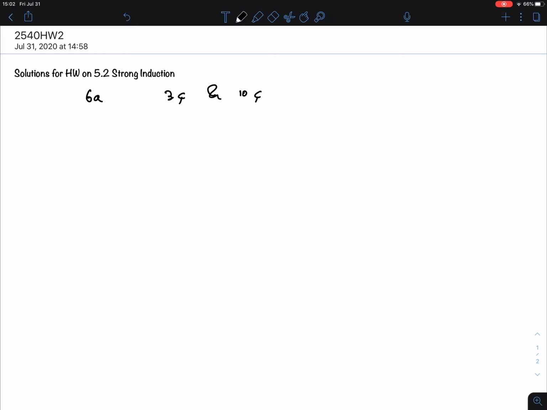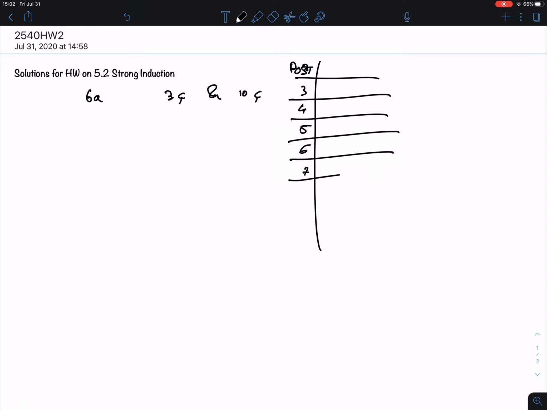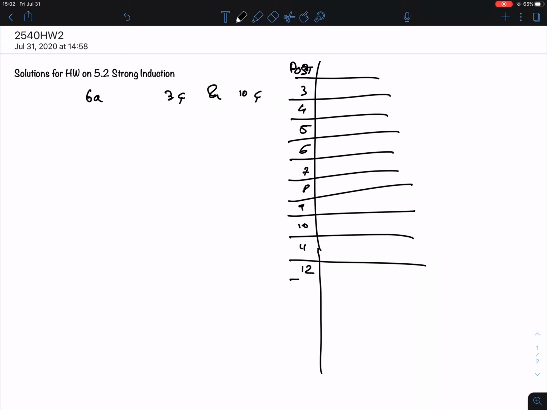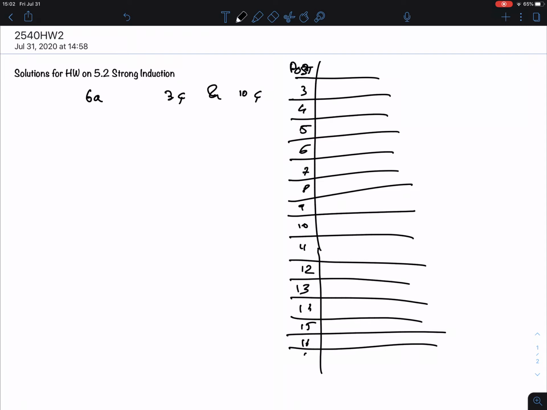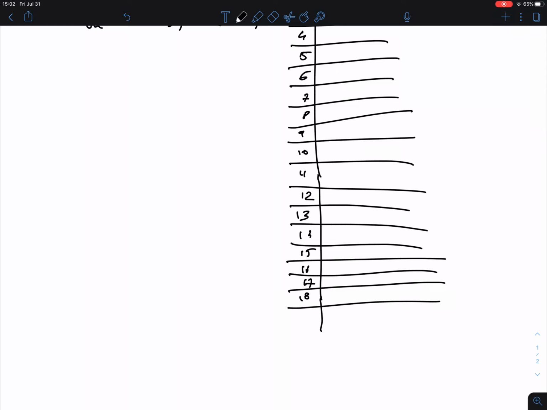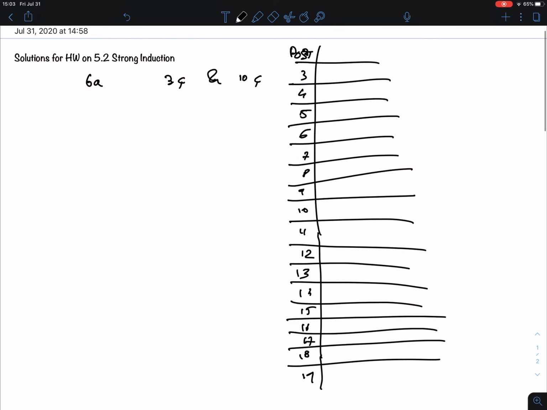So let's start with testing things out. What are the amounts we can make? I'm going to need to make a little table here. So this is the postage. Okay. So we have 3, 4, 5, 6, 7, 8. Why do I start from 3? Obviously, I can never make 1 and 2, right? So 9, 10. Now, I'm going to make a rather long list, and I'll explain later why I do this. The question is a little bit hard in that sense. So let's check it out.